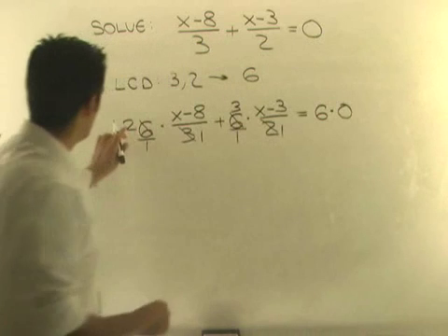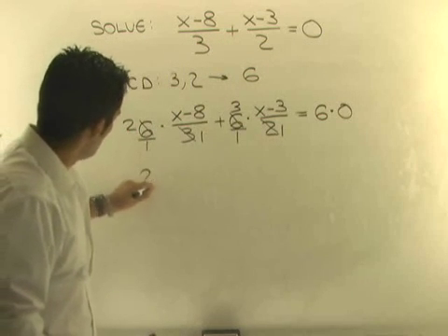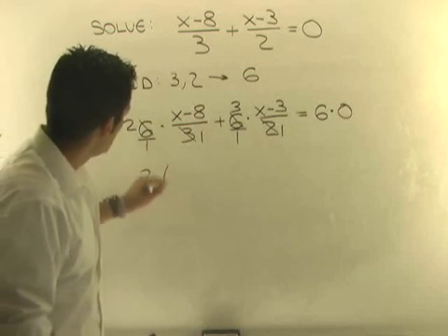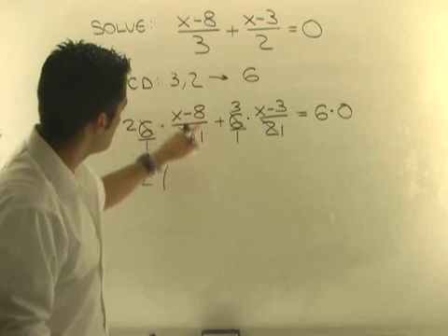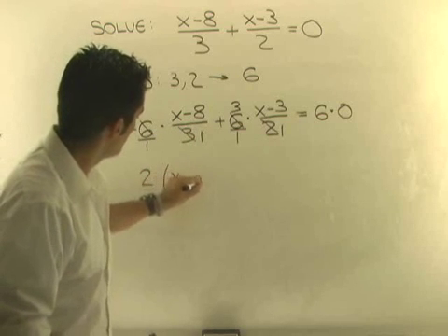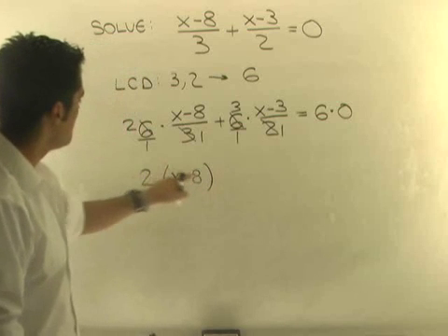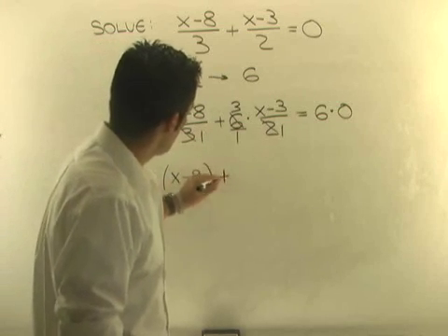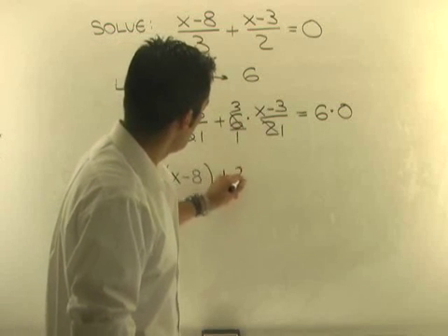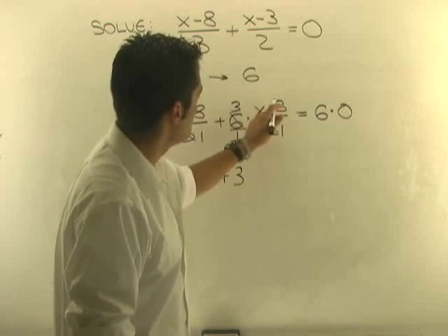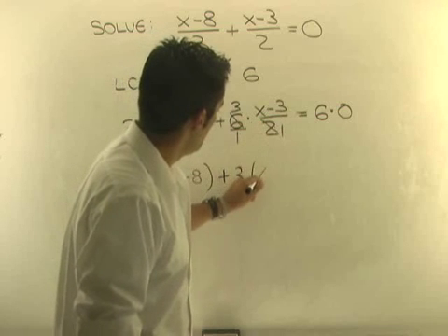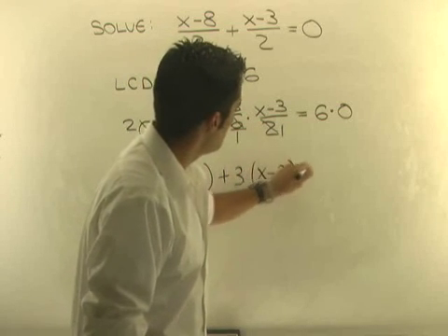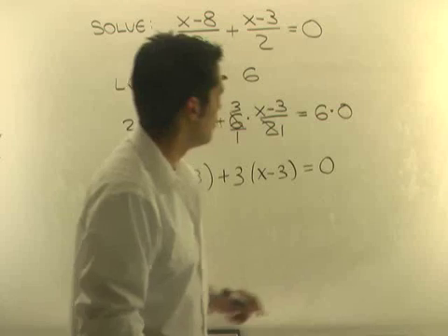So what we're left with here is a 2. And that 2 is going to multiply times whatever's over here. Now all that's left over here is x minus 8. And I have to keep it in parentheses because the 2 is going to hit each piece. Then plus, now here all I had was a 3. And then the only thing left here was (x minus 3) over 1, which is just x minus 3. And then on the right hand side we have 0.